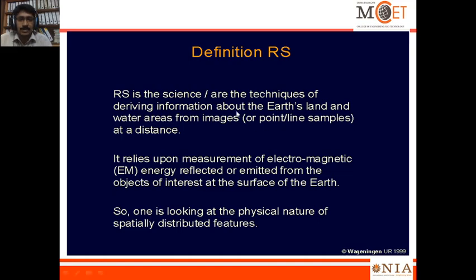So remote sensing is the science or the techniques of deriving information about the earth's land and water areas from images, in point feature or line feature, at a distance. It relies upon measurement of electromagnetic energy reflected or emitted from the object of interest at the surface of the earth. So one is looking at the physical nature of spatially distributed features without touching them, without any contact with them. That is the right word. Without any contact, we are collecting the information. That is remote sensing.